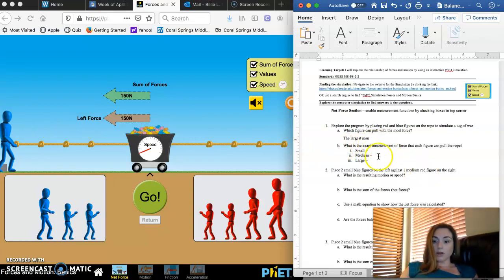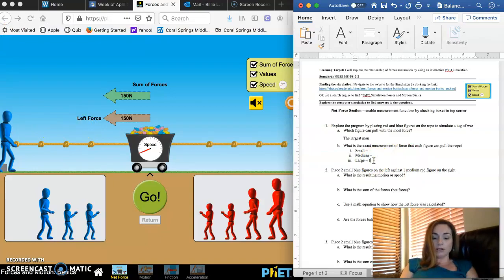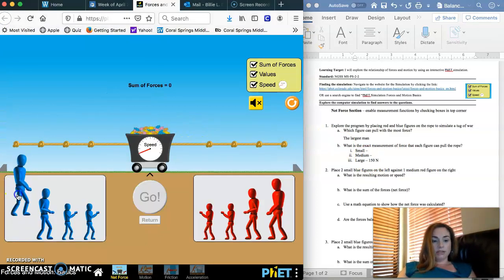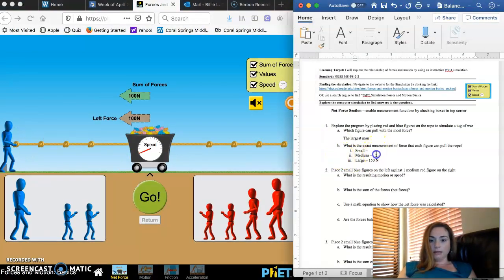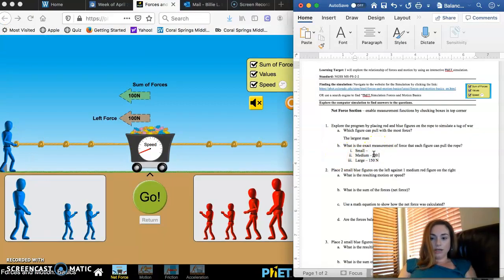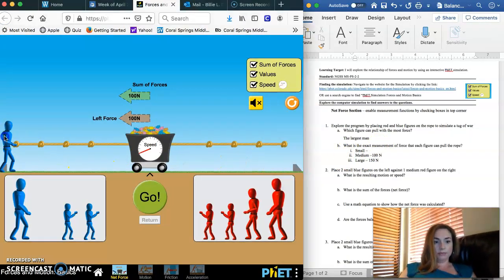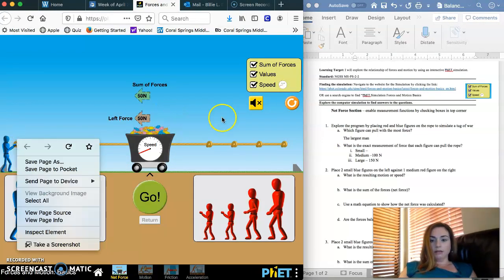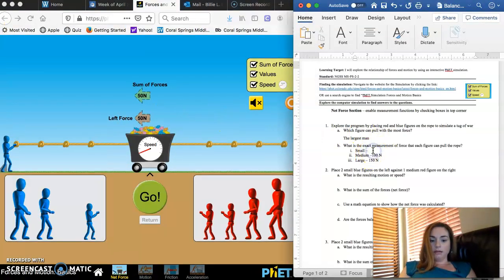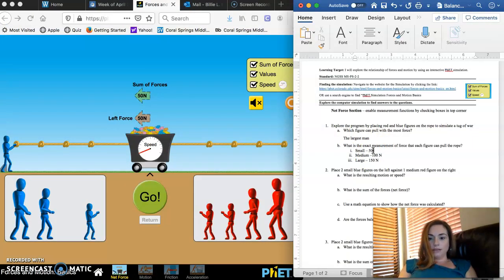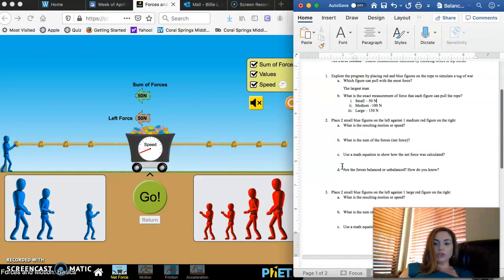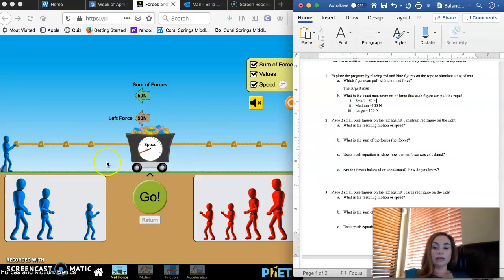It asks the exact measurements for each one. Well, this one, the large man, we just figured out is 150 newtons. We looked at this just a second ago, but we can pull up the medium-sized guy. Just type that in, is 100 N, or newtons. And the smallest guy is going to be 50 newtons.